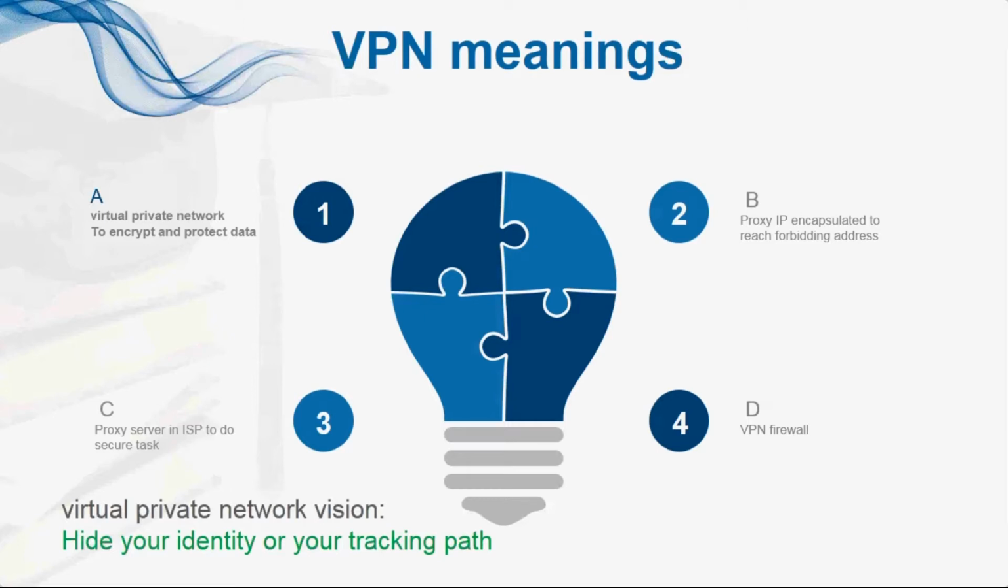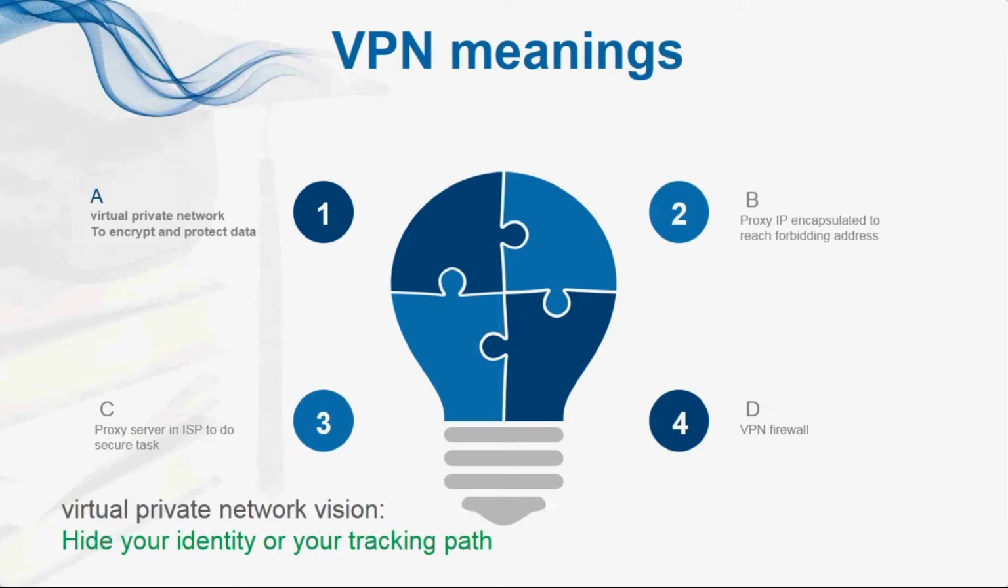What is the VPN meaning in general? You say VPN, and there are too many terms to present the VPN. Actually, if you ask expert people about VPN, they can't find a short answer for you, because in different places it has a different meaning. Sometimes VPN becomes like a proxy IP or a proxy server or any virtual network. So the main idea, the short answer to what is a virtual private network, is that it hides your identity or changes your tracking path.